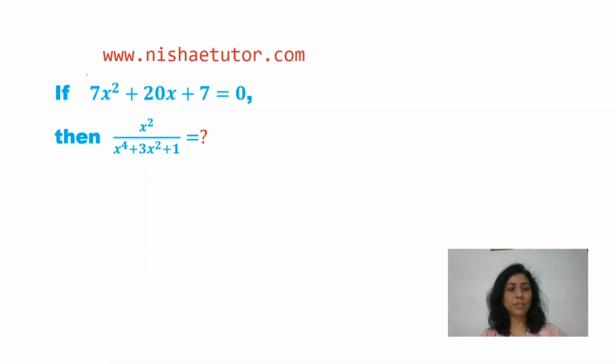Namaste. In this video, we are going to solve this problem. If given 7x² + 20x + 7 = 0, then find the expression x² divided by x⁴ + 3x² + 1.